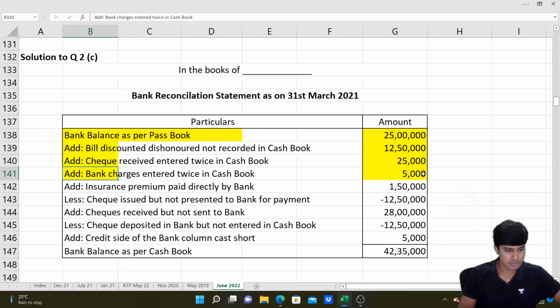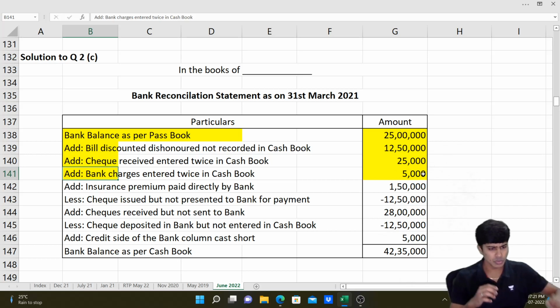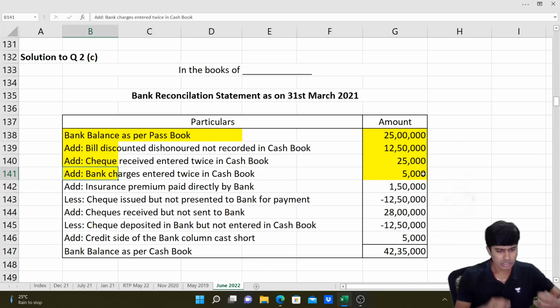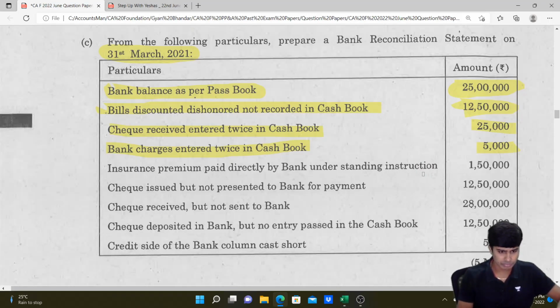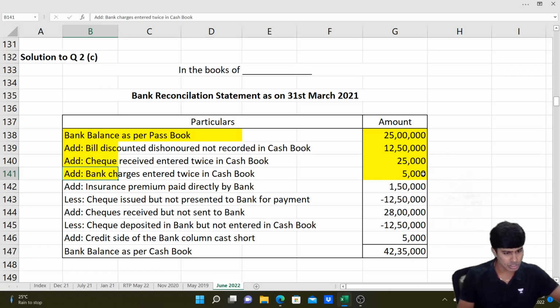Of course. Oh, sorry. Cash book has reduced. We're making changes in passbook. Oh, it is less. Ouchie. I've typed wrong here.